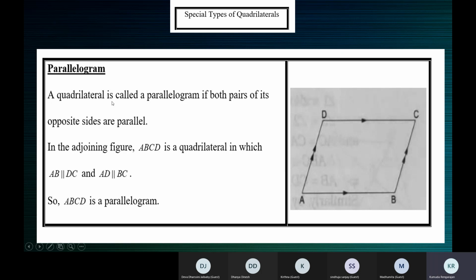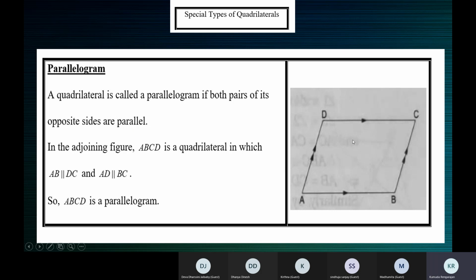So that is the definition of a parallelogram. How do you define a parallelogram? A quadrilateral is called a parallelogram if both pairs of its opposite sides are parallel.